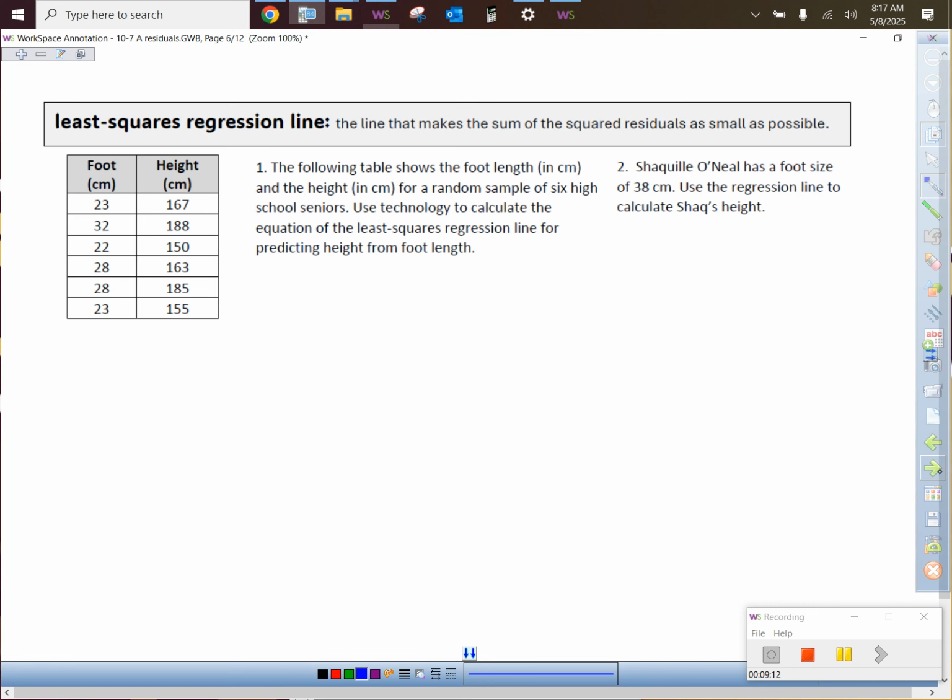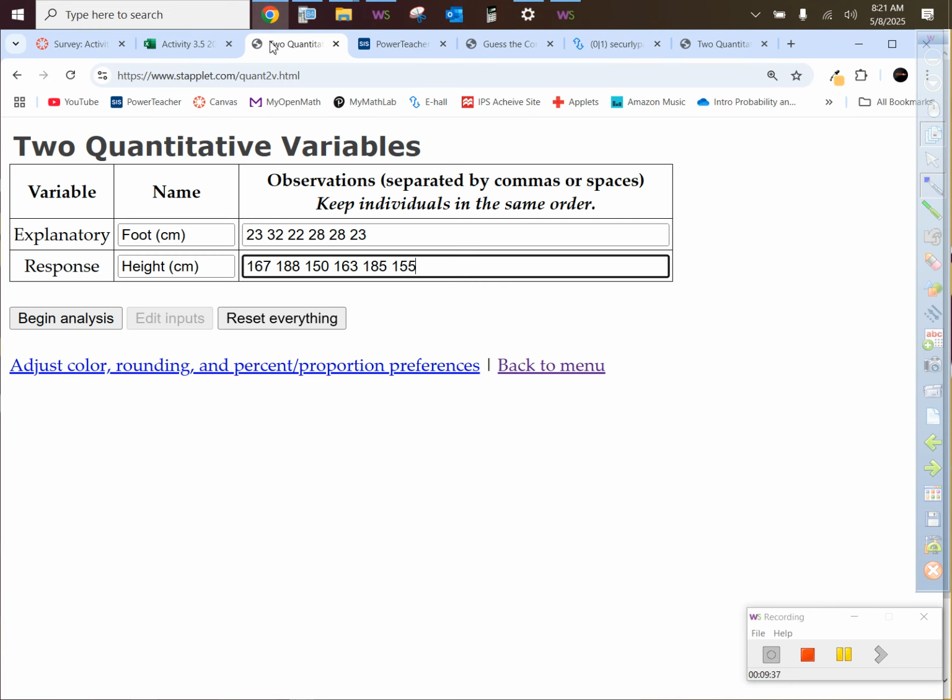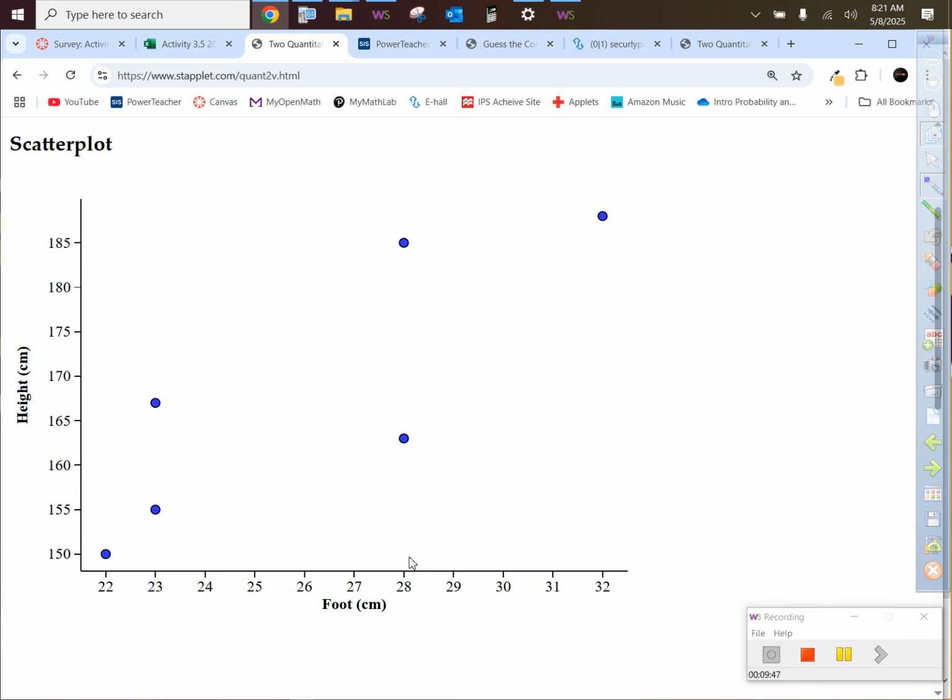So then we'll go into the least squares regression line. Here is a table of somebody's foot size of just 6 random high school seniors. They just picked 6 seniors. They said, dude, how big's your foot? They measured it in centimeters, which is kind of strange for us Americans, right? And they also measured how tall they were. So are you cool that I went ahead and put that into the applet already? It's just 2 quantitative variables, foot and height. I will begin the analysis on it. And it's all over the place, spread out.